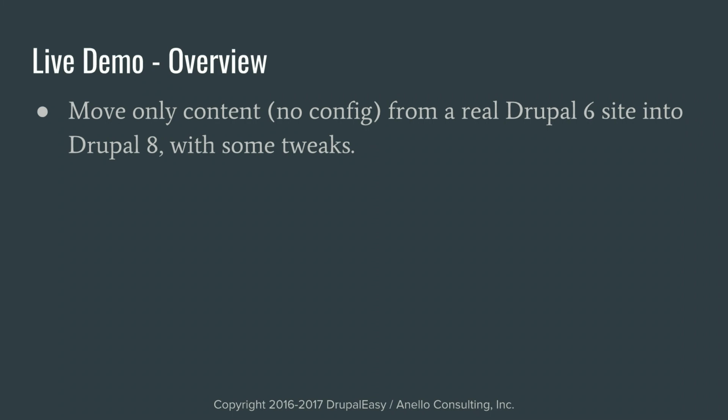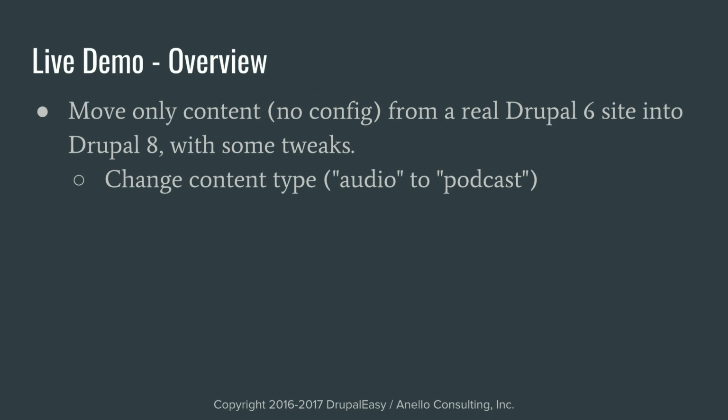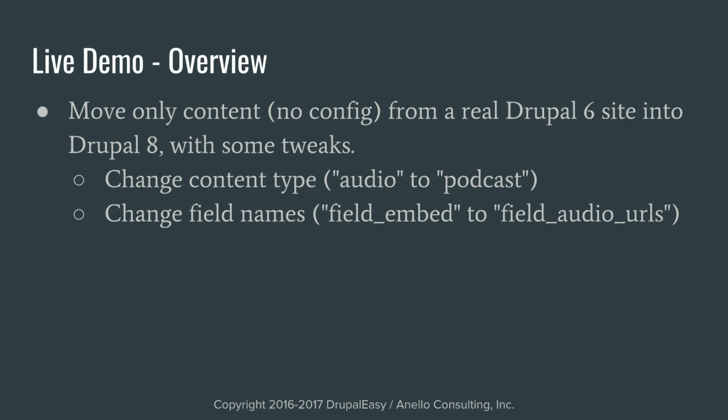I'm using Acquia Dev Desktop, so I'm trying to do lowest common denominator for all this stuff. Some tweaks, basically I created a content type. My goal here is I'm going to move an audio content type, which I called it on D6, into a new podcast content type in D8. So I've created my information architecture on D8. I've created my podcast content type. On D6, I had a field embed, which held the URL to the podcast MP3 file. On D8, I have a new link field, and I've changed the name of it to field audio URL. So I'm changing field names as well.